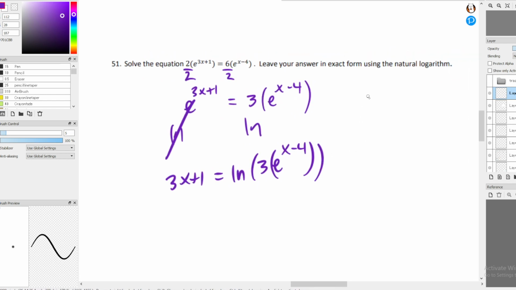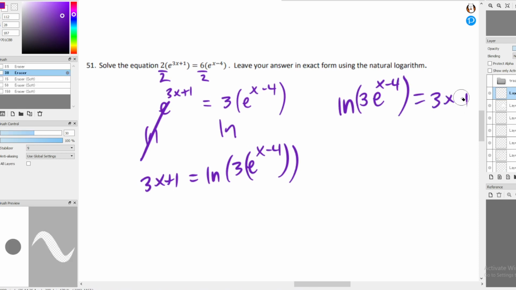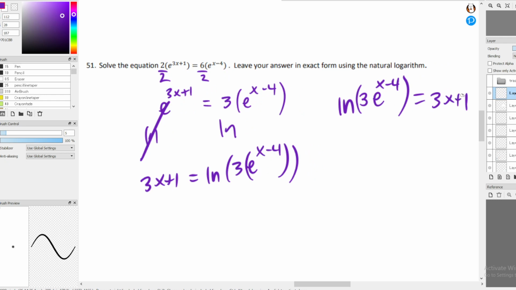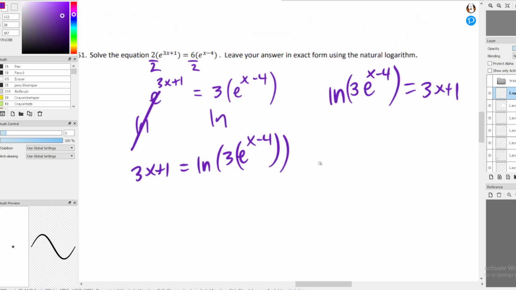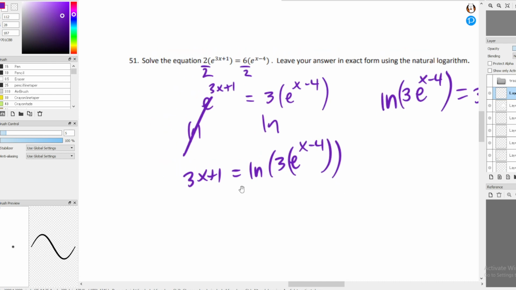However, we could also say we have a base of e, so it'll be ln, and then our answer is 3 times e to the x minus 4, and then our exponent would be 3x plus 1. But a lot of students I find get kind of confused here because we have an e on both sides, but one has a 3. So you have to be really careful if you're going to go this route. Either way, it gets you the same thing here.